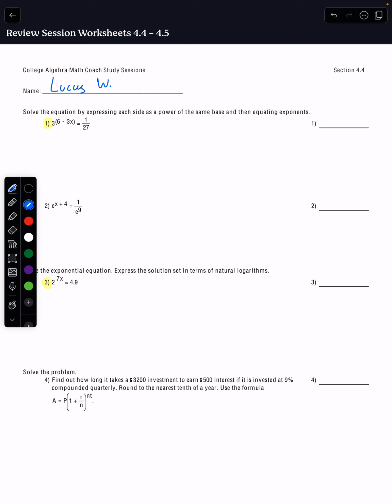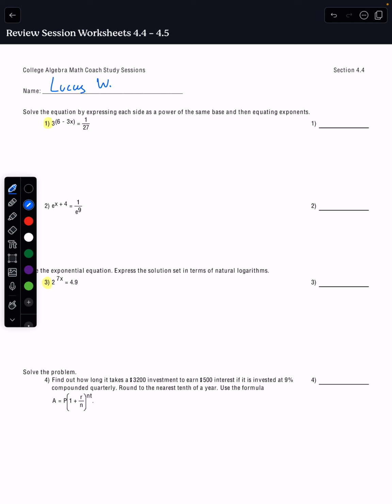We're going to be working through 4.4 and 4.5. Looking at question number 1, it says solve the equation by expressing each side as a power of the same base and then equating exponents. Basically a fancy way to say solve for x. So let's see what we got here: 3 raised to the 6 minus 3x equals 1 over 27. So we're going to need to get that x out of the exponent.